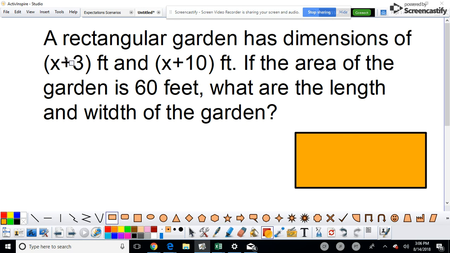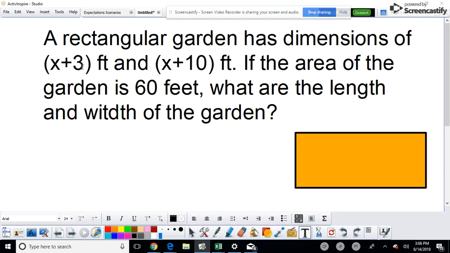It says the dimensions are x plus 3 and x plus 10, so one of these represents the length and the other represents the width. Let's label that. We'll put x plus 3 here and x plus 10 over there. It also says the area of the garden is 60 feet. That tells me that when I multiply the length times the width, I'm going to get 60 feet squared.